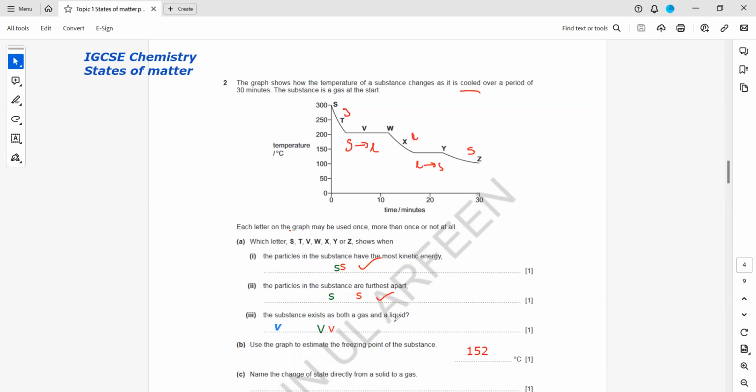Substance which exists in both gas and liquid. Gas and liquid means the state is changing from gas to liquid. So this region, V.